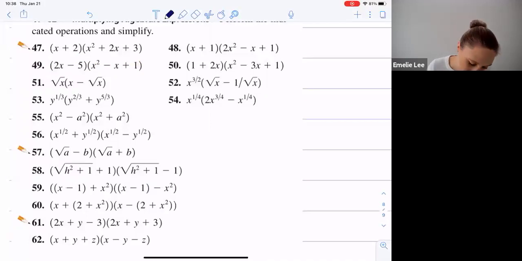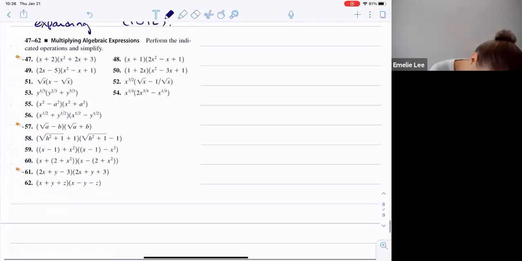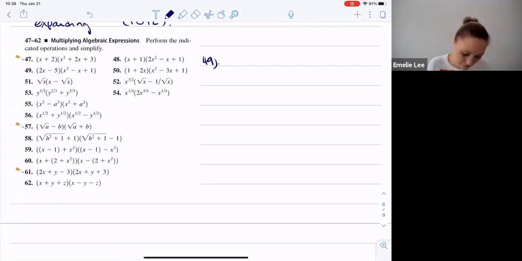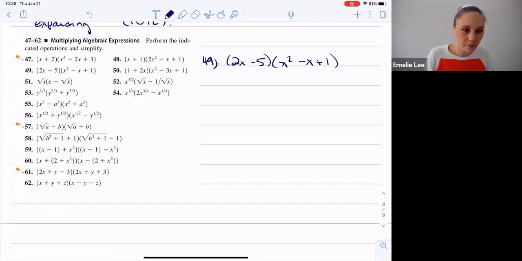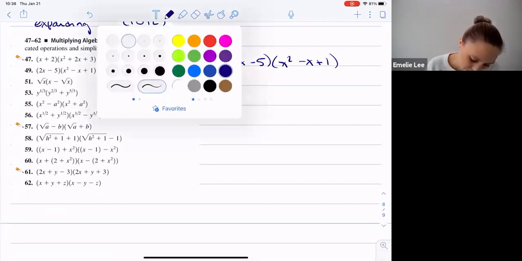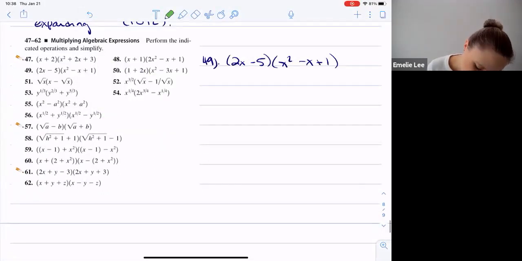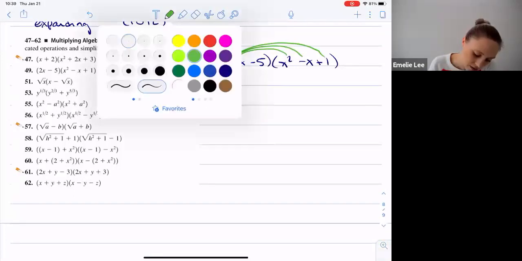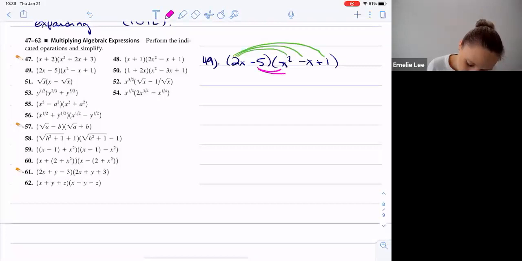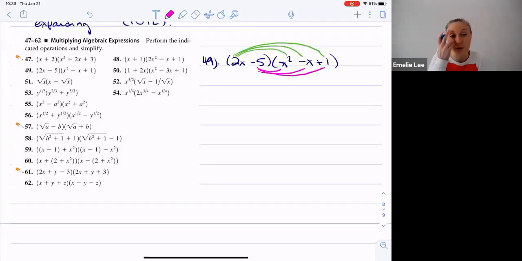So let's go ahead and write that out. But I want you to kind of try it on your own too. 2x minus 5 times x squared minus x plus 1. I wanted to keep it on the same line. So I didn't give myself a lot of room, but what I need to do is take 2x and multiply by each of these terms, and then take minus 5 and multiply by each of these terms, and then add them all up.